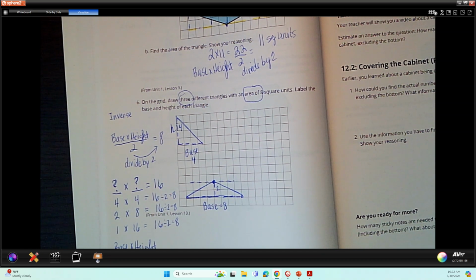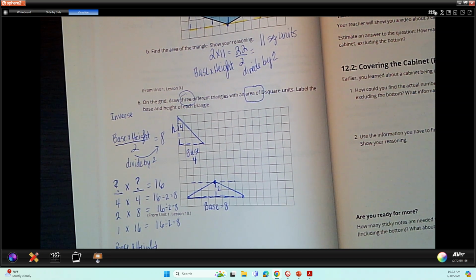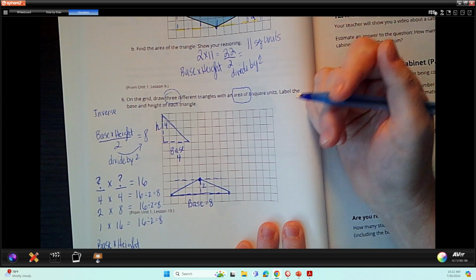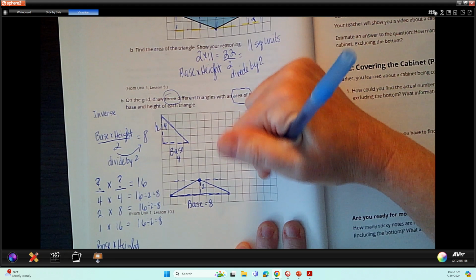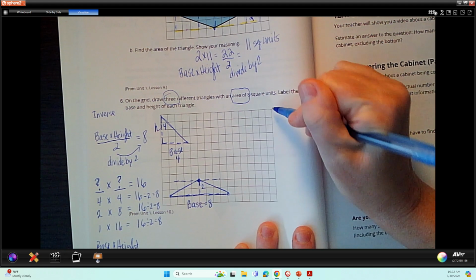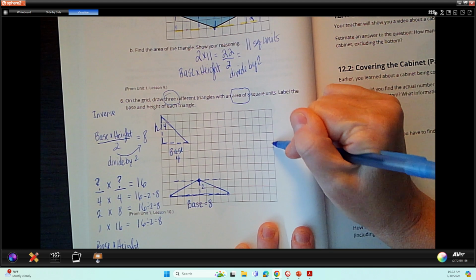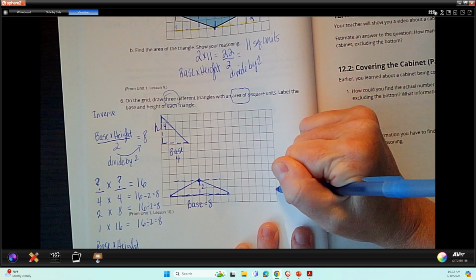All right, the last one is really hard because we've got a base of 1 and a height of 16, or the other way around. I'm going to do a base of 1. And this is going to look like a really weird triangle, but that's okay. I'm going to put my base. Well, first off, let's count the boxes and see if we have 16 boxes. 1, 2, 3, 4, 5, 6, 7, 8, 9, 10, 11, 12.